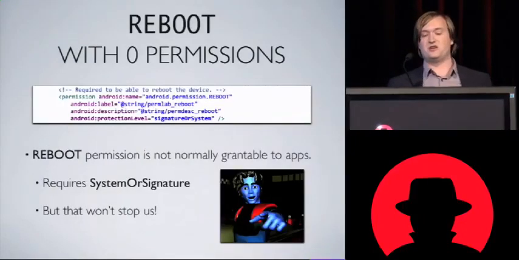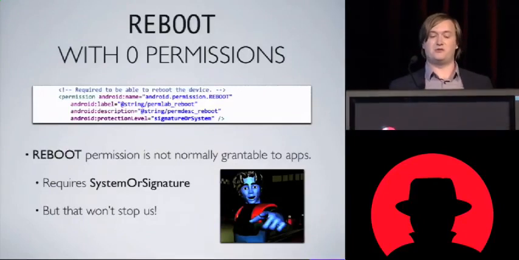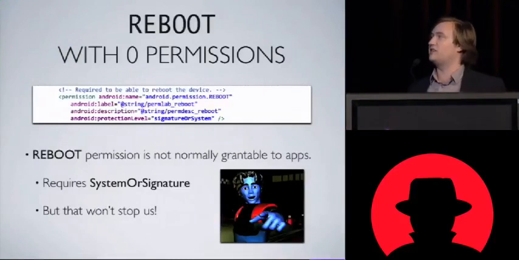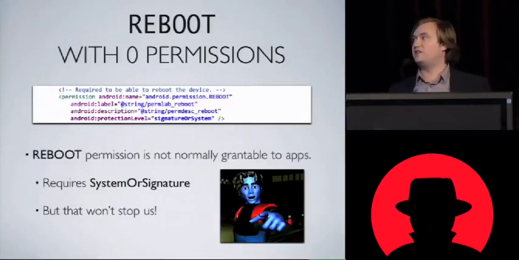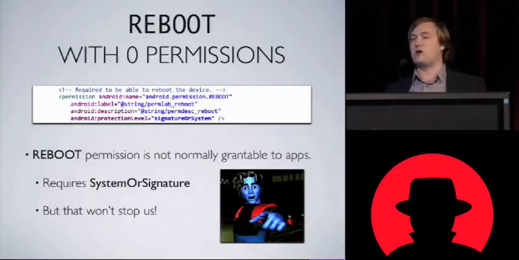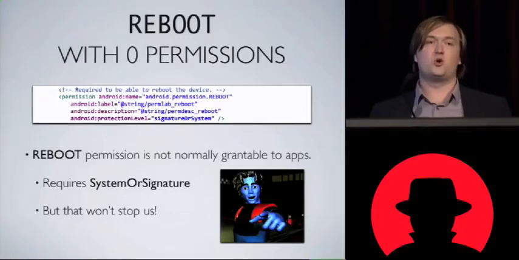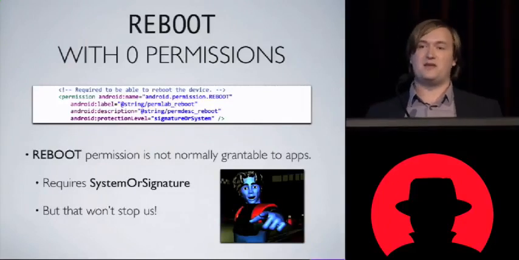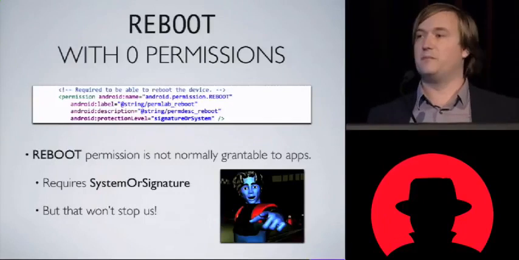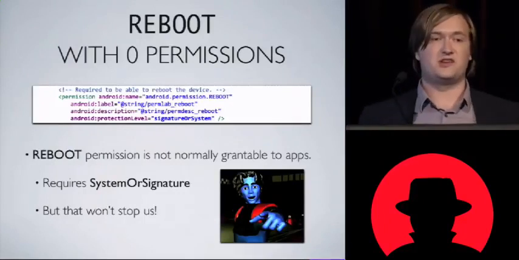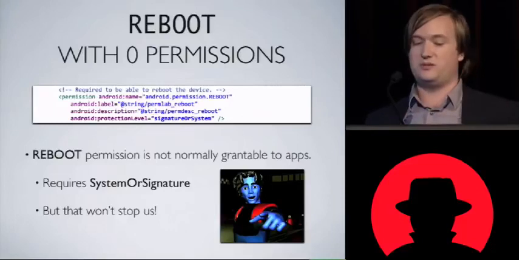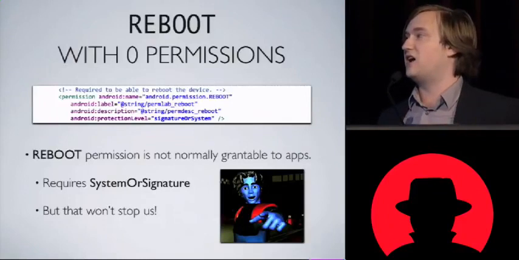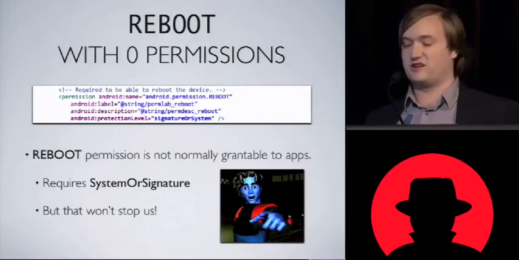So the first thing you can do is you can actually reboot a phone. There's a reboot permission, and this permission is set as protection level signature or system. And what that means is that you have to either be on the system partition or you have to be signed by the same signature as the manufacturer of the phone's signature, and therefore most apps can't access this. There's no way to be installed from the market onto the system partition, for example, unless you were already there. But that's not going to stop us.